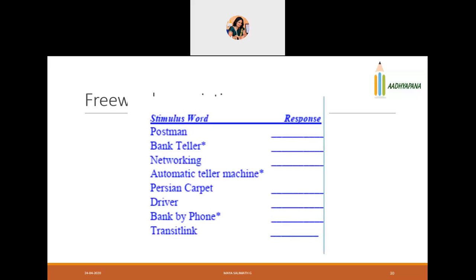This is free word projection. Say, for example, this is a word: when you talk about a postman, what comes to their mind? That is what they need to write here. Likewise, you have stimulus words and there will be a response given by the respondents. But for framing these questions, you need to have an expert with you.